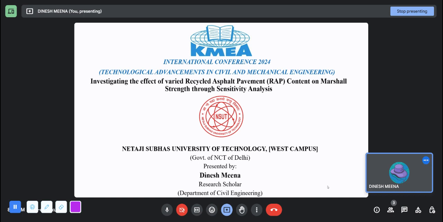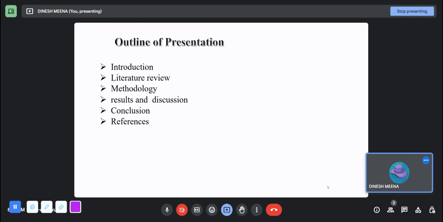Today, I am going to present my work investigating the effect of varied recycled asphalt pavement content on Marshall strength through sensitivity analysis, under the guidance of Dr. Aswati Remo, Assistant Professor, Department of Civil Engineering, Netaji Subhash University of Technology, New Delhi.